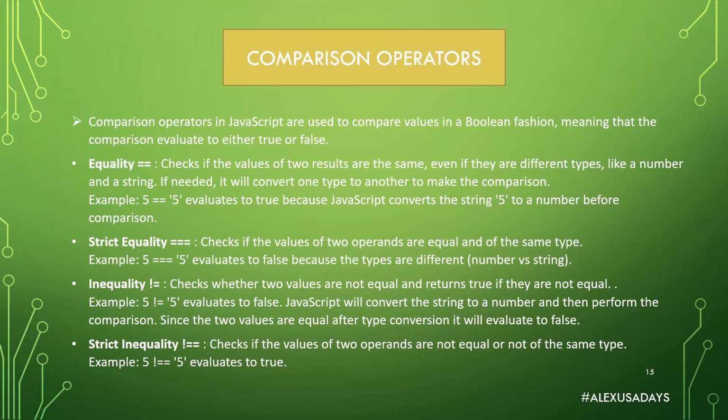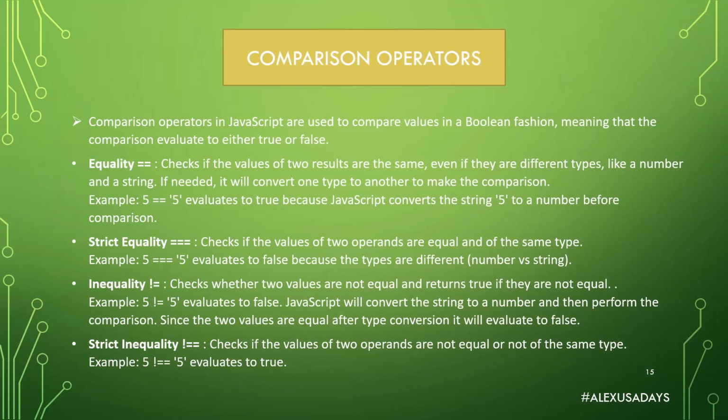Next one is strict equality, so three equal signs. Checks if the values of two operands are equal and of the same type. Example: 5 triple equals '5' in quotations evaluates to false because the types are different. One is a number and the other one is a string.